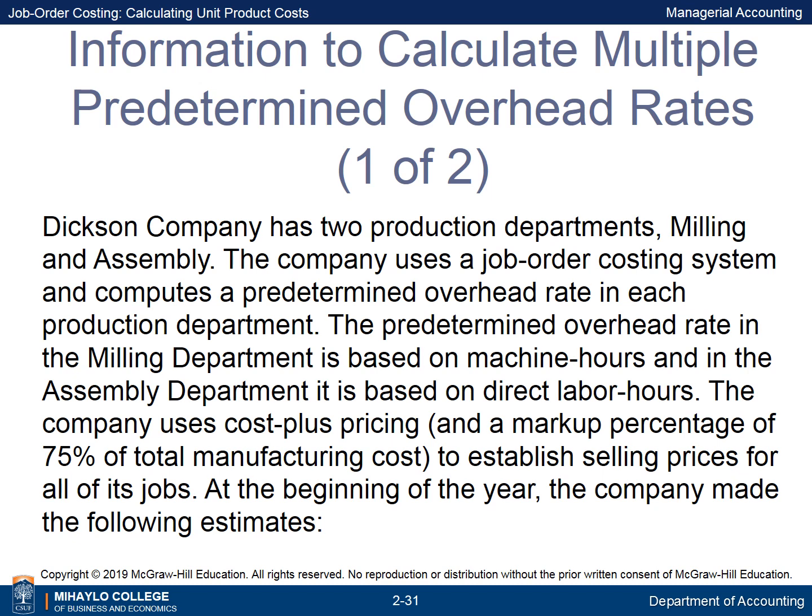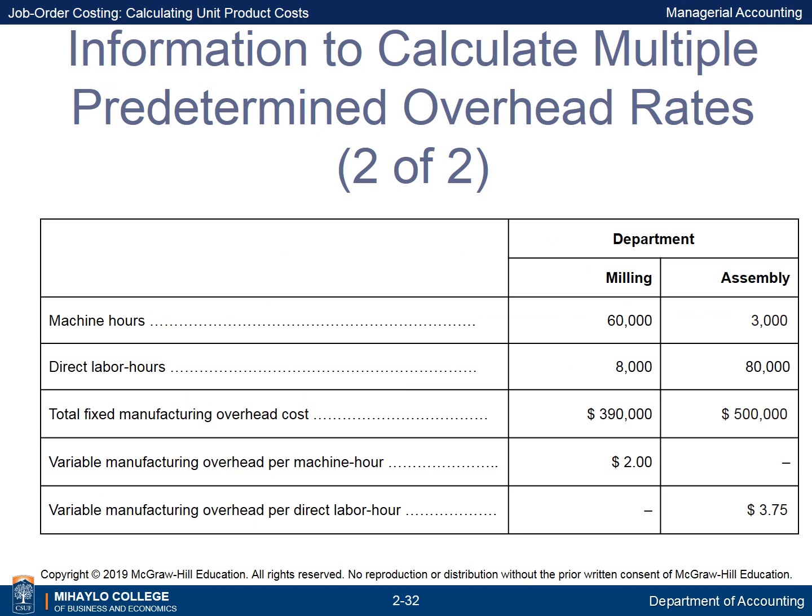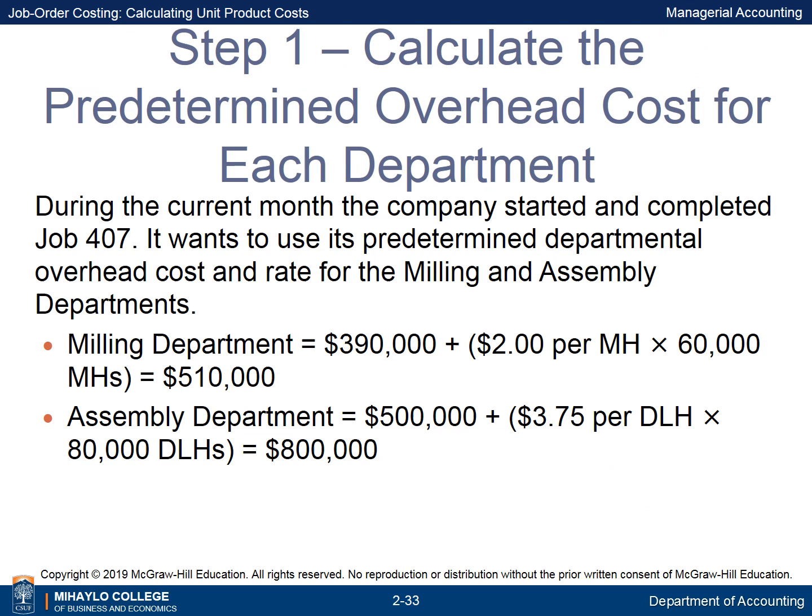The company uses cost-plus pricing and a markup percentage of 75% of total manufacturing cost to establish selling prices for all of its jobs. Company estimates at the beginning of the year are as shown. During the current month, the company started and completed Job 407. It wants to use its predetermined departmental overhead cost and rate for the milling and assembly departments.